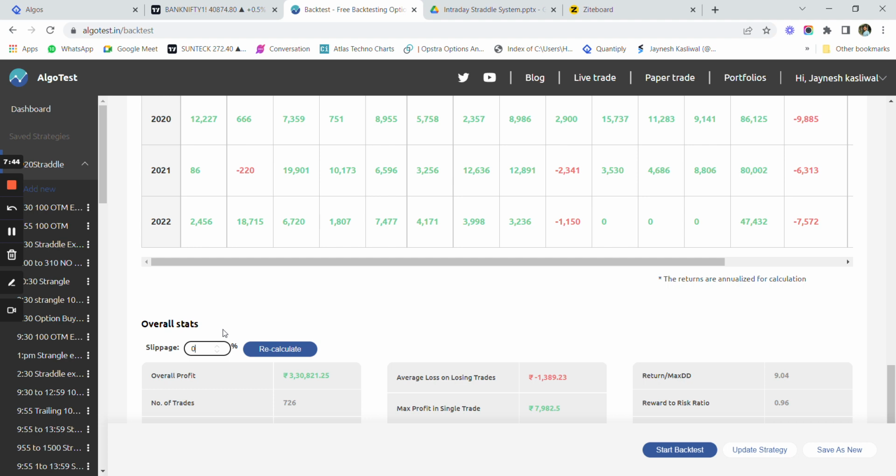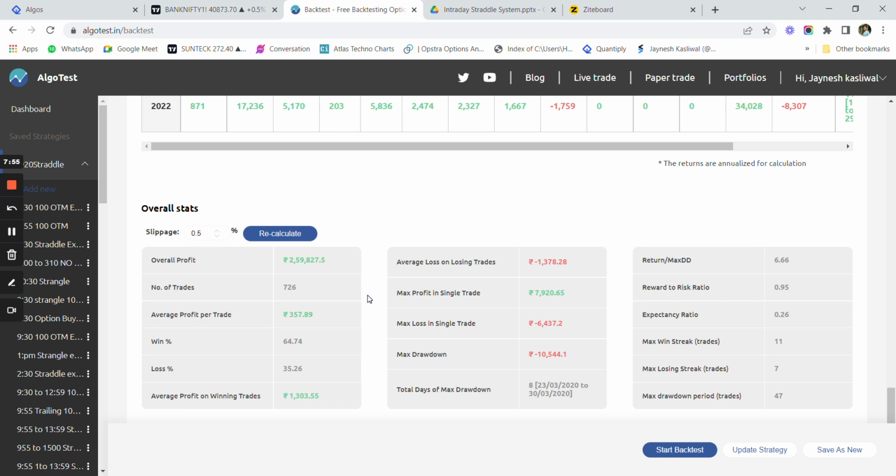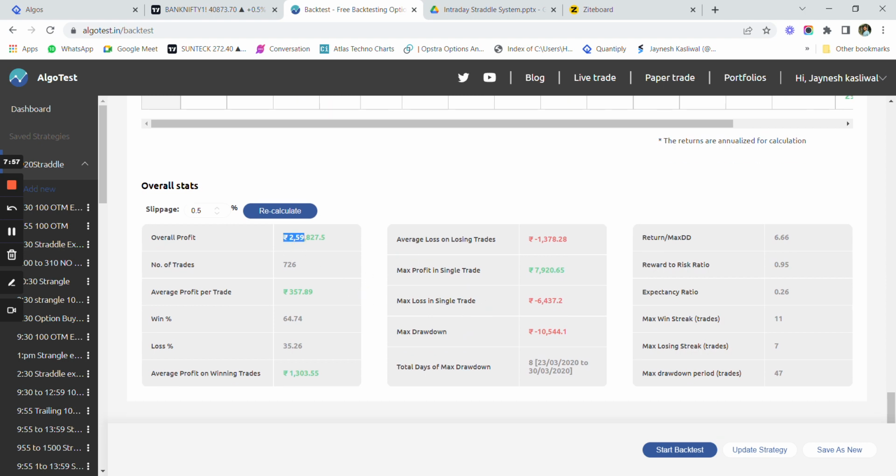Now we will add slippages also, because the backtest result and the real result may vary because of the differences in the entry and exit price. So we have added slippages here also. As you can clearly see, the overall profit of the strategy has been 2,59,000, and my average profit and average loss are almost similar, and you can see that max drawdown is very low, around 10,500, and max loss in a single trade is around 6,500.